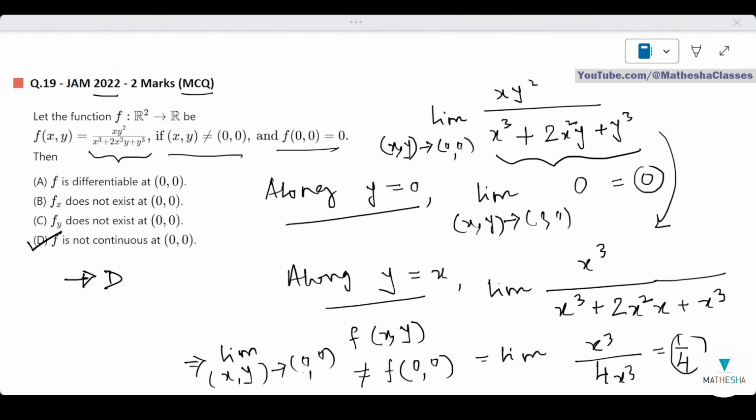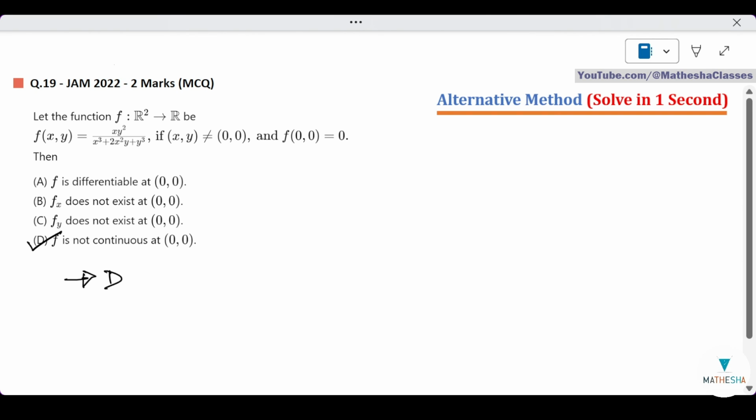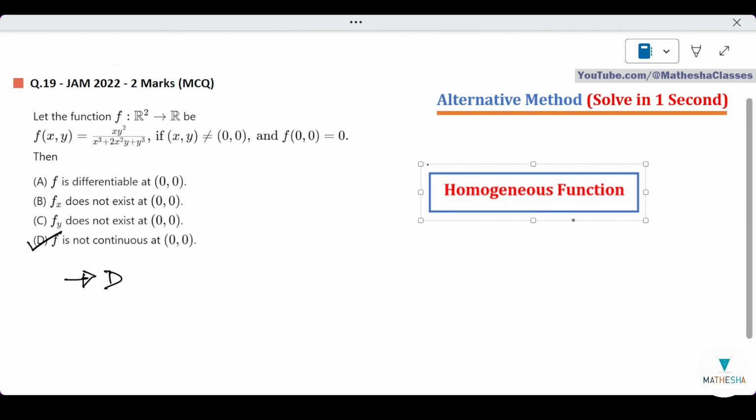Next we will solve this particular sum in an alternative method. और उस मेथड पे आपको बस 1 सेकेंड लगेगा इसको सॉल्व करने के लिए. इसके लिए आपको एक कंसेप्ट का ज़रूरत है, एंड दैट इज द कंसेप्ट ऑफ होमोजीनियस फंक्शन. तो ये होमोजीनियस फंक्शन क्या है? सो लेट अस नोट द फंक्शन f(x,y). लुक केयरफुली, व्हेन (x,y) इज नॉट इक्वल टू (0,0), इसका जो न्यूमरेटर है और जो डिनोमिनेटर है, इन दोनों का डिग्री सेम है.